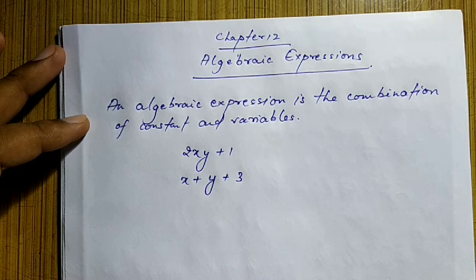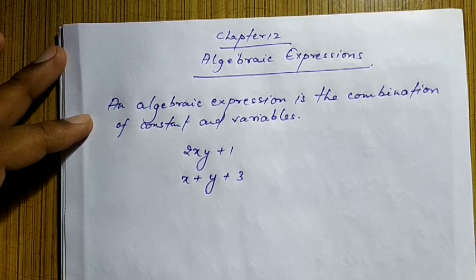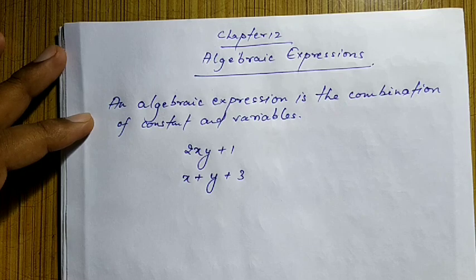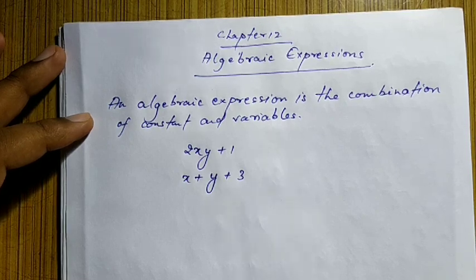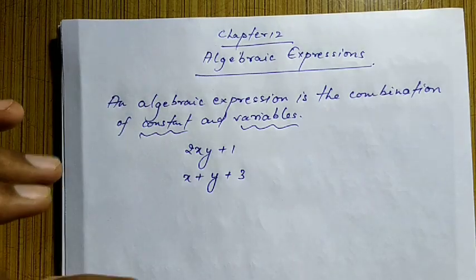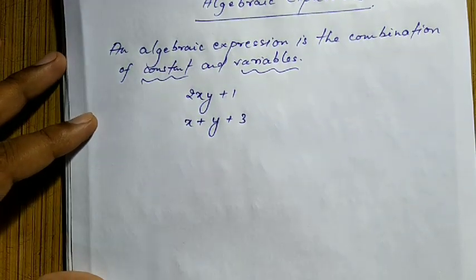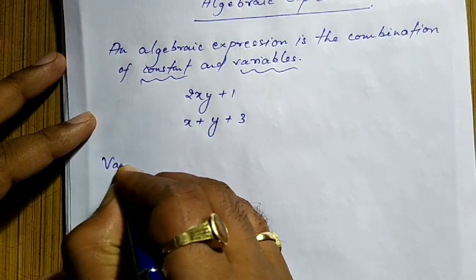Okay, you can also say that we use operations like addition, subtraction, division and multiplication to form an algebraic expression. Two words I used in the definition of the algebraic expression, that is constant and variables. So first see variables.